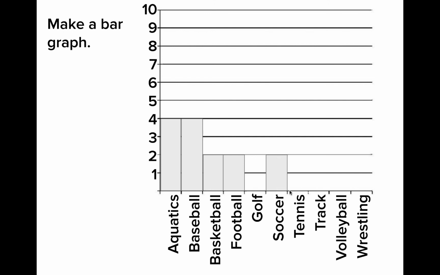Soccer was 2. Tennis, nobody said. Track, 7 people. Volleyball was 3. And wrestling was 1. Again, the order of this really doesn't matter. There are gaps in here because nobody said golf and tennis, but it could have had a gap in the front or the back depending on where you put golf and tennis.